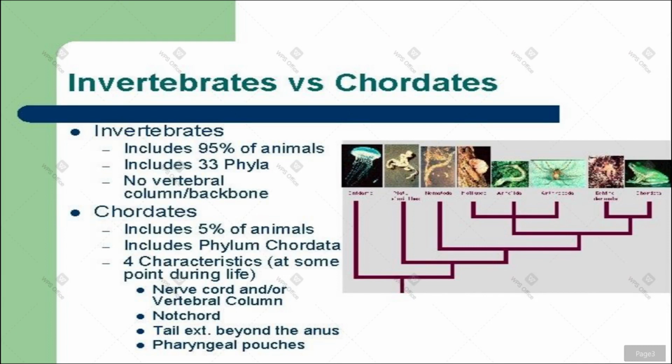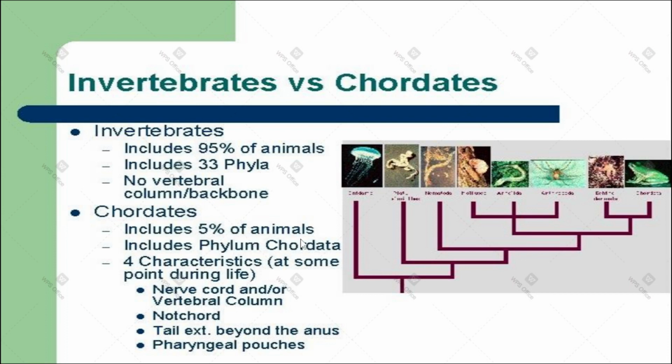So, invertebrates versus chordates. Invertebrates include 95% of the animals and 33 phyla, of which we have talked about the major phyla only. There are many minor phyla like Bryozoa and others, and invertebrates have no vertebral column or backbone.